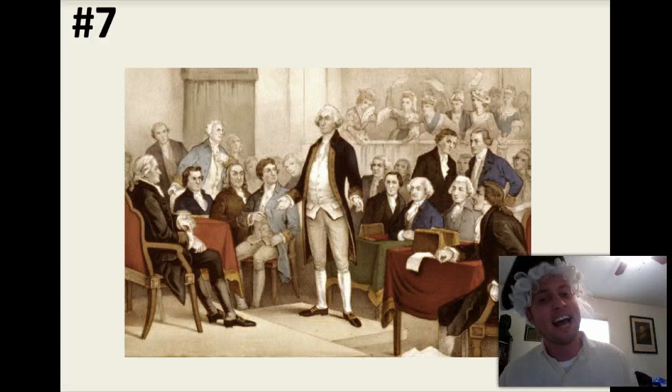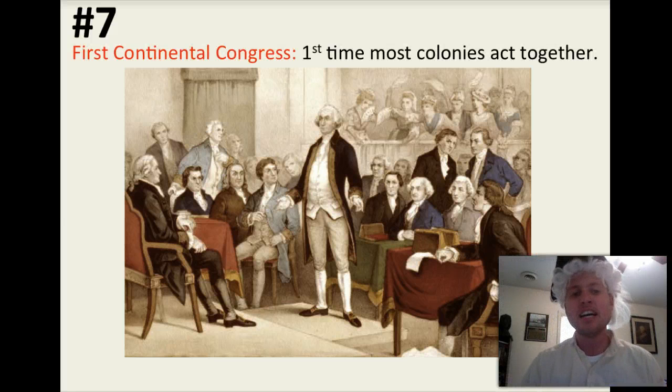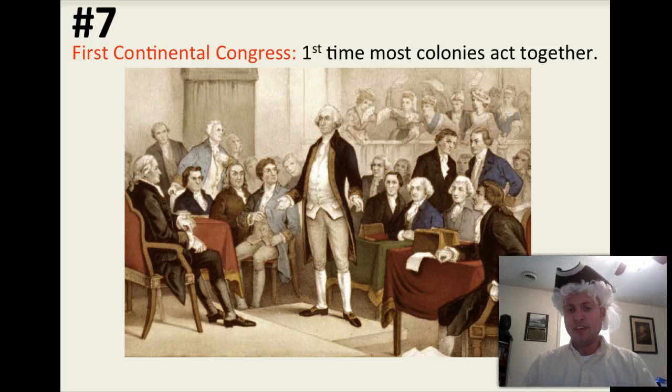Question number 7, and now, for the first time, the colonists begin working together. The first Continental Congress was the first time that most colonies acted together. They sent representatives and said, let's come up with a game plan for all these protests.